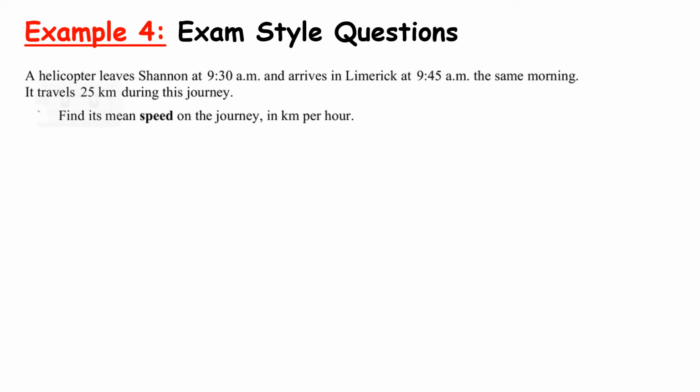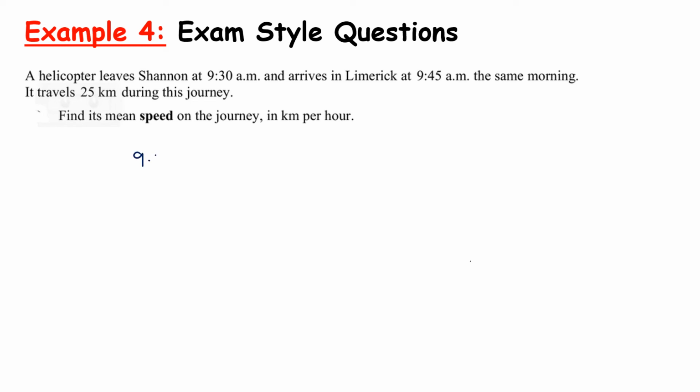So example 1. A helicopter leaves Shannon at 9:30 a.m. and arrives in Limerick at 9:45 a.m. the same morning. It travels 25 kilometers during this journey. Find its mean speed on the journey in kilometers per hour. Okay, so some really interesting things happen here. They haven't given us the time, we have to work it out ourselves.